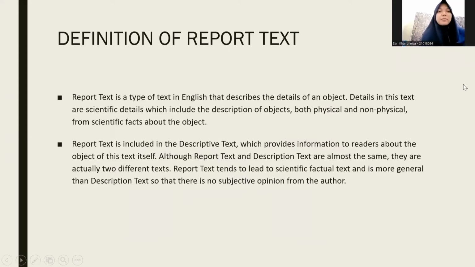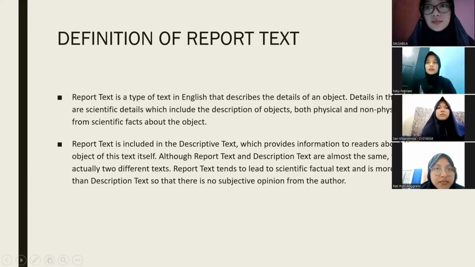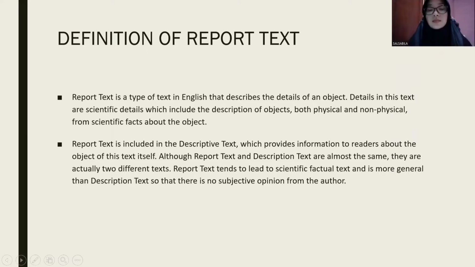Thank you to moderator. Okay, I would like to tell you about the definition of report text. So, what is report text? Report text is a type of text in English that describes the details of an object. Details in this text are scientific details, which include the description of objects, both physical and non-physical, from scientific facts about the object. Report text is included in the descriptive text, which provides information to readers about the object of this text itself. Although report text and description text are almost the same, they are actually two different texts.